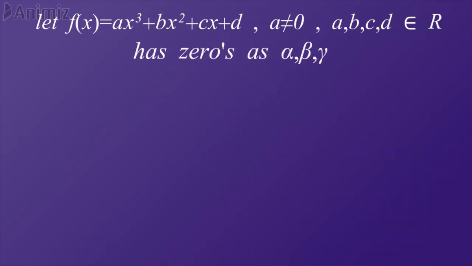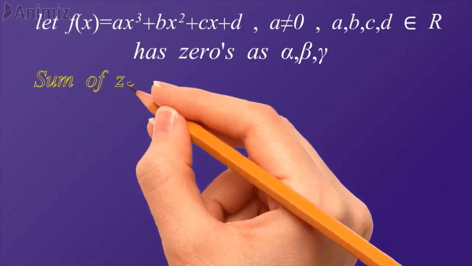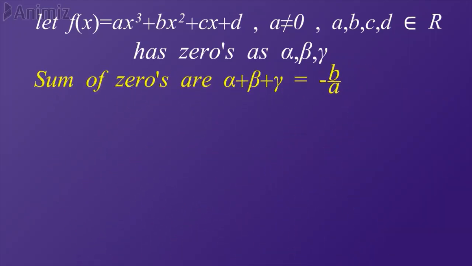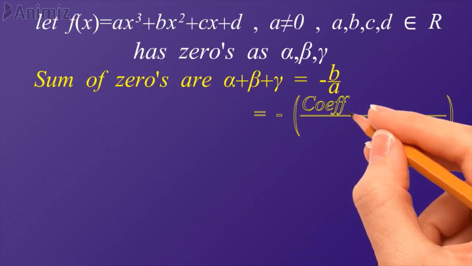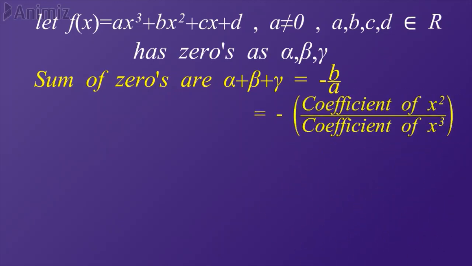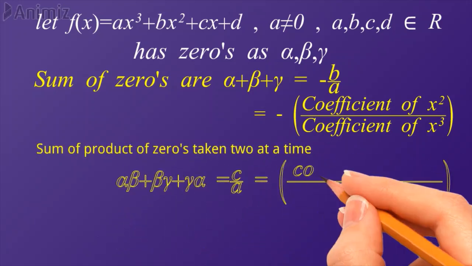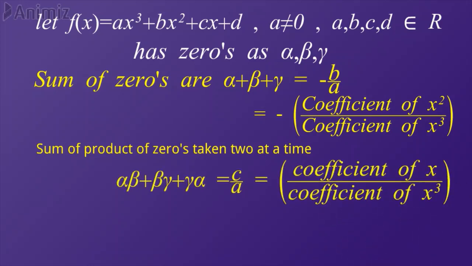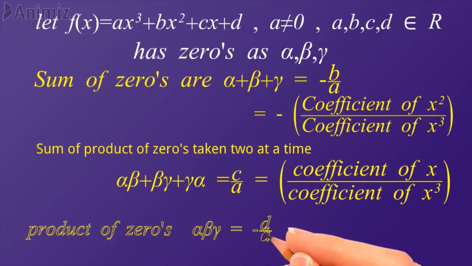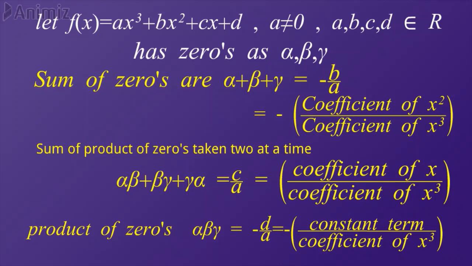Then the relation between the zeros and the coefficients are: the sum of zeros, that is alpha plus beta plus gamma, will be minus of b by a, that is, minus of the coefficient of x square upon the coefficient of x cube. Then the sum of product of zeros taken two at a time, that is alpha beta plus beta gamma plus gamma alpha, is c by a, which is equal to the coefficient of x upon the coefficient of x cube, and the product of zeros, alpha beta gamma, is minus d by a, which is minus the constant term upon the coefficient of x cube. So this is the relation that exists between the coefficients and the zeros of the cubic polynomial.